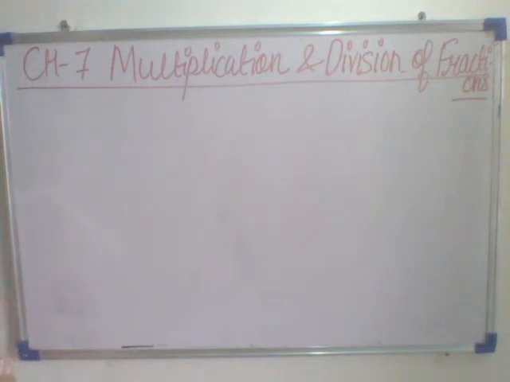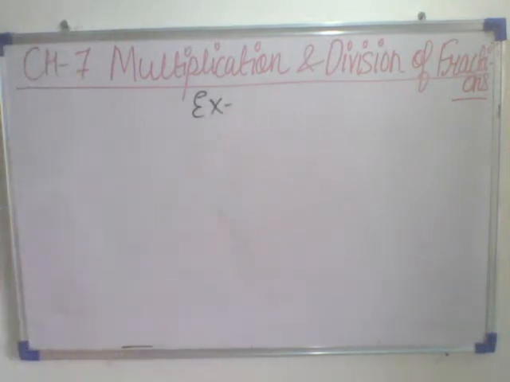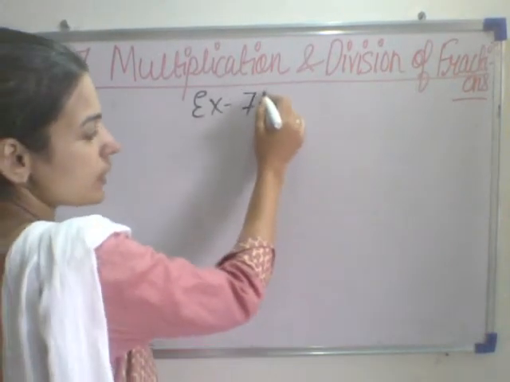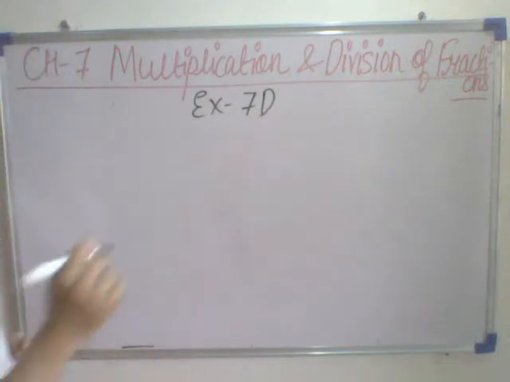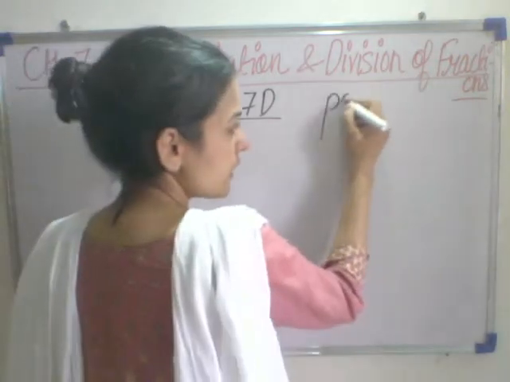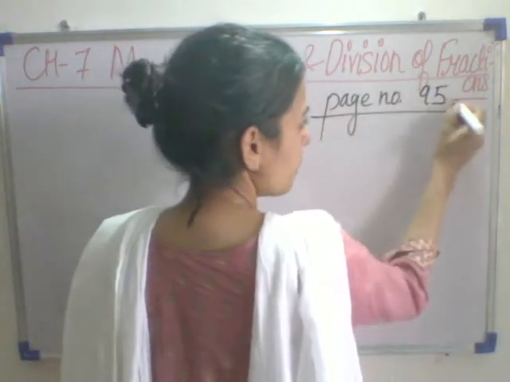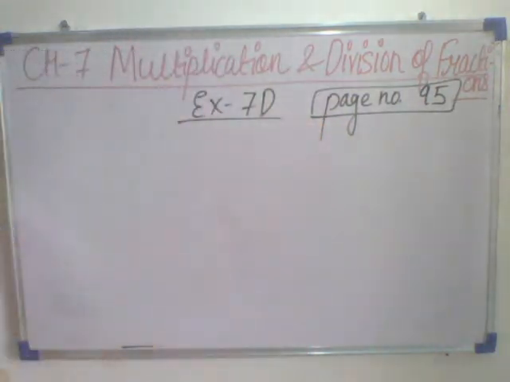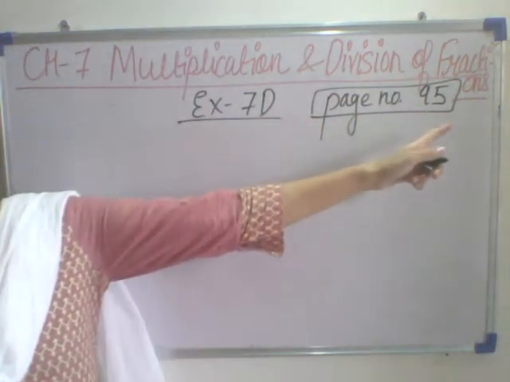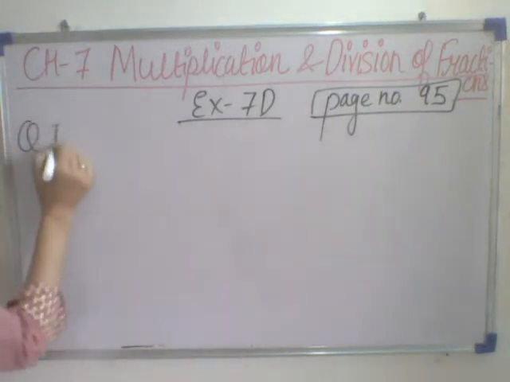In the previous class we started with our exercise 7D. We have done questions number 1, 2 and 3. I have discussed with you questions number 1, 2 and 3. The exercise 7D is on page number 95. So students, take out page number 95 of your book. Today we will be starting with question number 4.